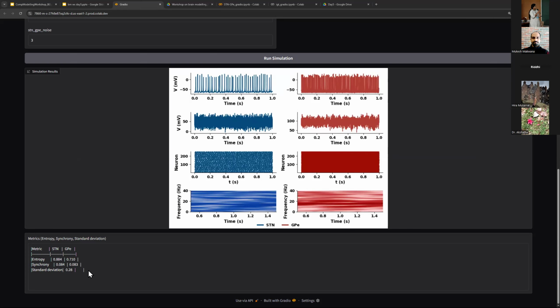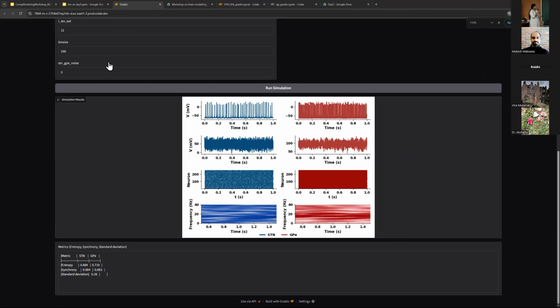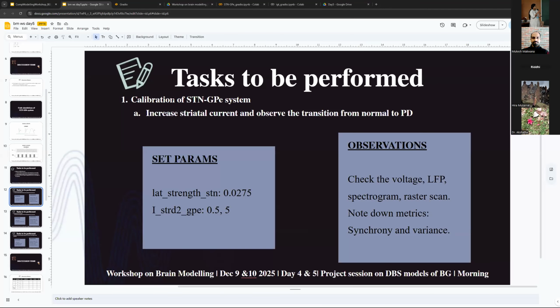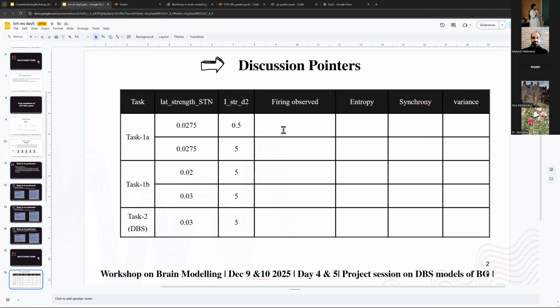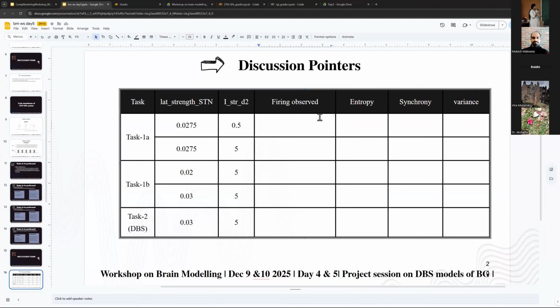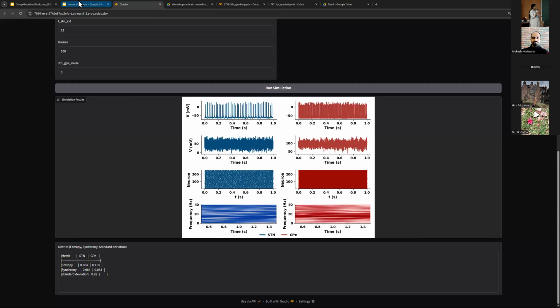Okay, then we'll do one thing. We'll load these numbers into your PPT so that we can have a reference for it later. Can you open the PPT? I noted down the parameters. There is a PPT table on page 16. So for the lateral strength 0.025, when I ran it with a striatal current of 0.5, we observed continuous firing. Maybe you can write continuous and, in brackets, put normal. The entropy we observed is, one second, what happened? 0.884.